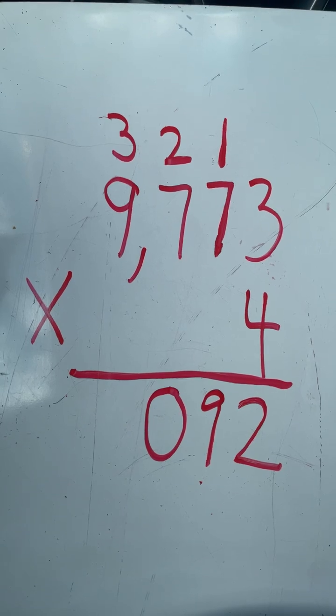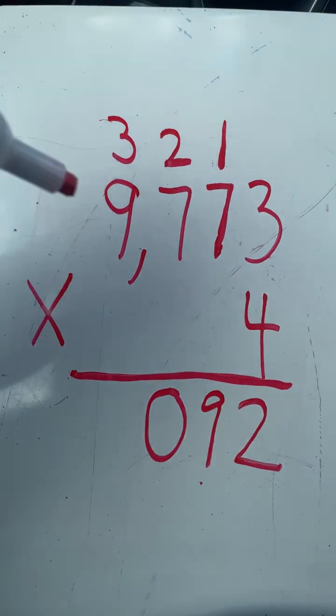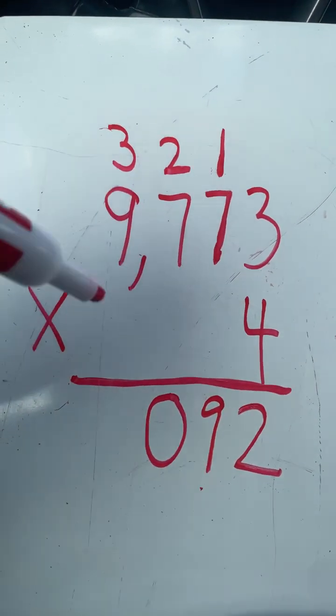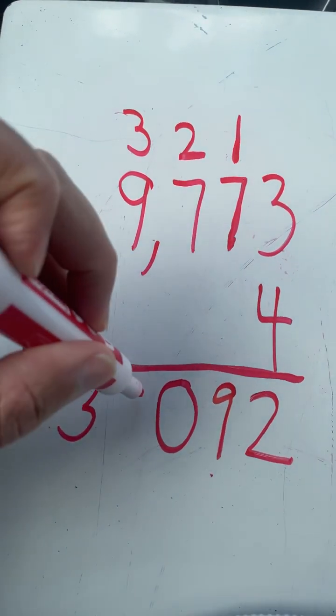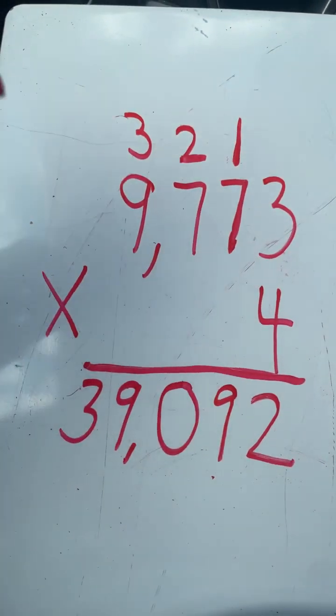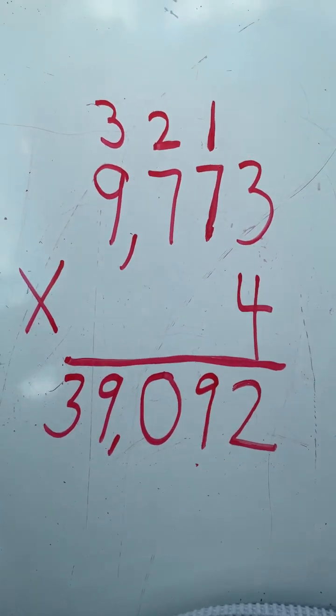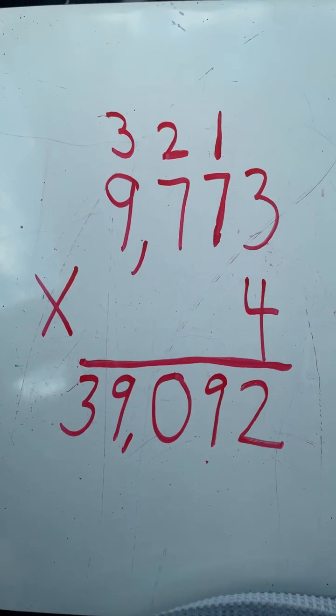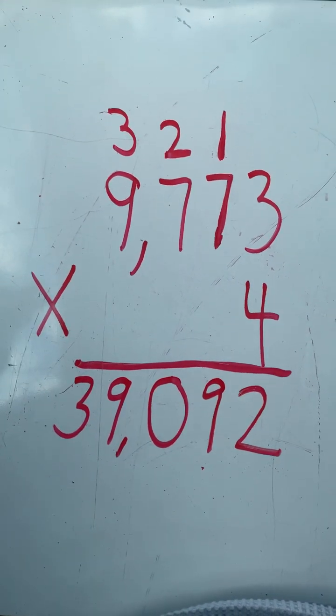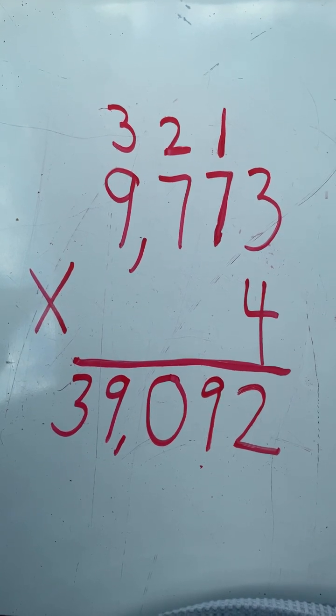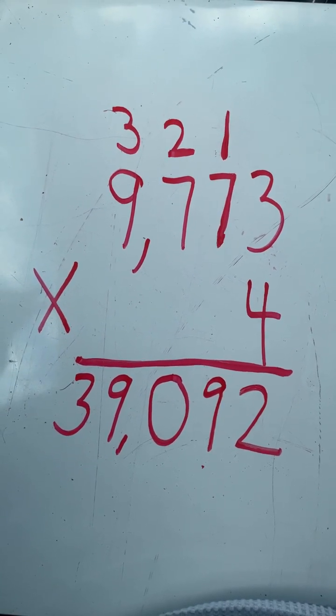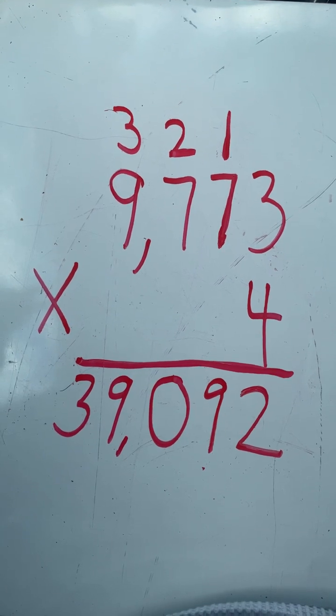9 times 4 equals 36, plus 3 equals 39. And we have our final answer. 9,773 times 4 equals 39,092.